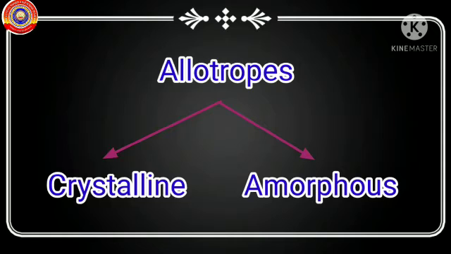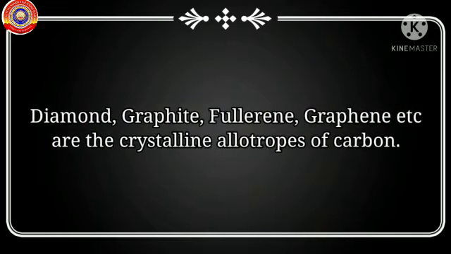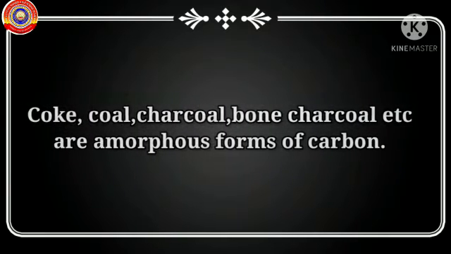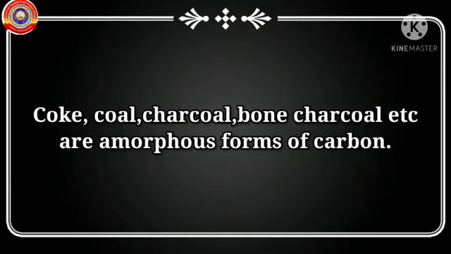The allotropes of carbon are classified into two types: crystalline and amorphous allotropes of carbon. Diamond, graphite, fullerene, graphene, etc. are the crystalline allotropes of carbon. On the other hand, coke, coal, charcoal, bone charcoal, etc. are the non-crystalline allotropes of carbon.